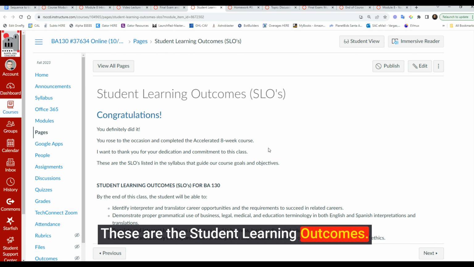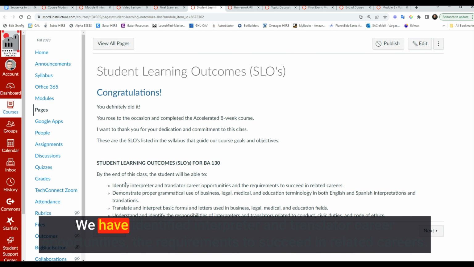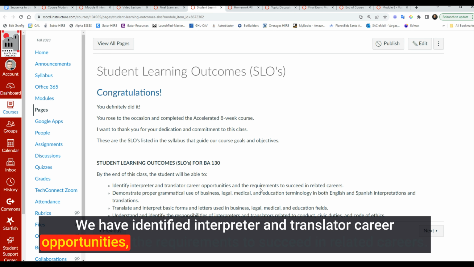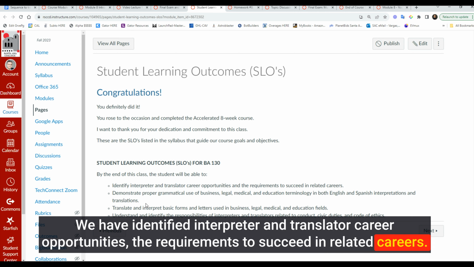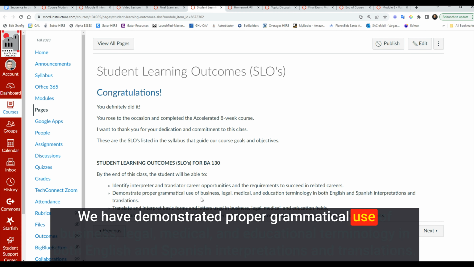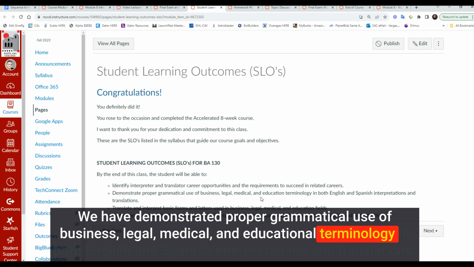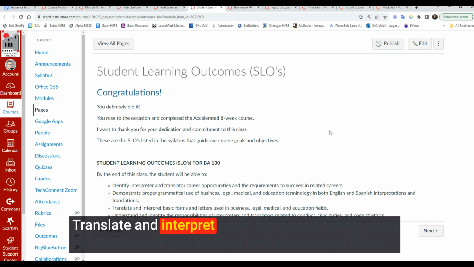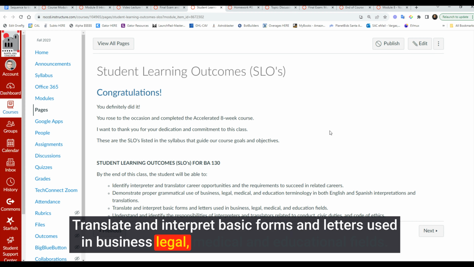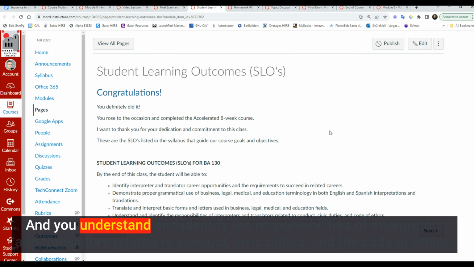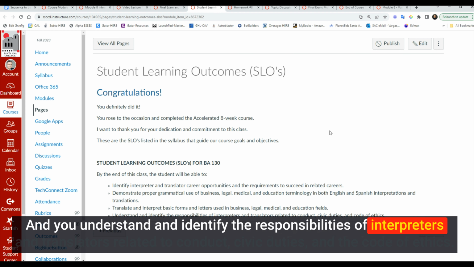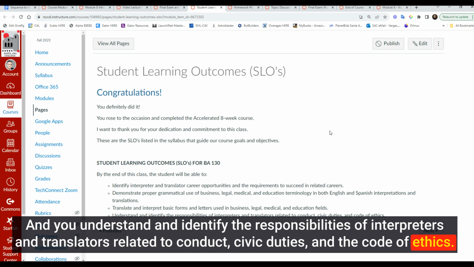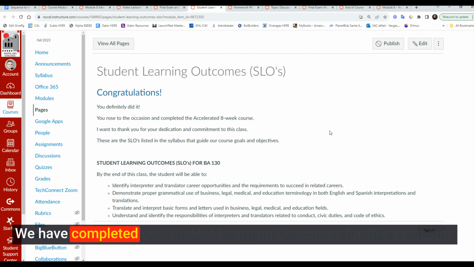These are the student learning outcomes. So this is what you've done. We have identified interpreter and translator career opportunities, the requirements to succeed in related careers. We have demonstrated proper grammatical use of business, legal, medical, and educational terminology, both English and Spanish, interpretations and translations. Translate and interpret basic forms and letters used in business, legal, medical, and educational fields. And you understand and identify the responsibilities of interpreters and translators related to conduct, civic duties, and the code of ethics. So, we did it. We have completed our student learning outcomes for this semester.